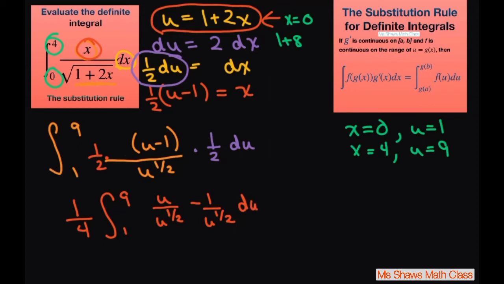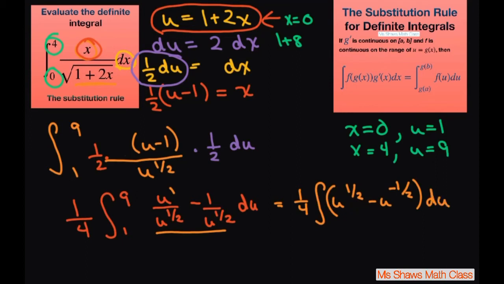All right, let's straighten this part up, and this is going to give me 1/4. Use your properties of exponents. This is going to be u to the 1/2 minus u to the negative 1/2 du. And this is, again, going from 1 to 9.